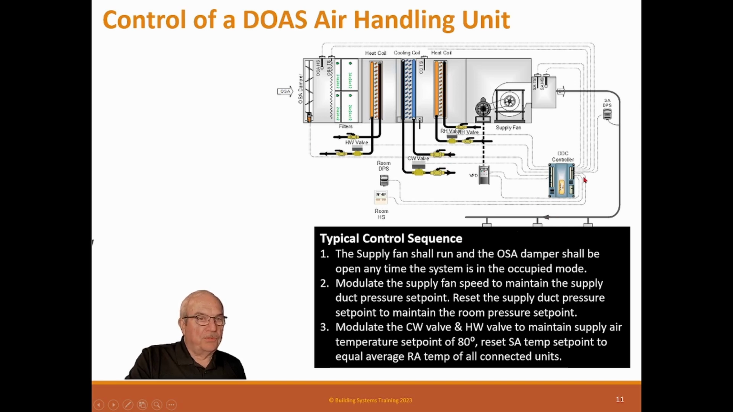So what we want to do is maintain this supply air temperature equal to the return air temperature of all these units. And the reason we do that is we don't want to reheat any unit. So if this unit needed heat and we're providing too cold of outside air to it, it's going to reheat the air. So we don't want to do that. So we'll keep this at average.